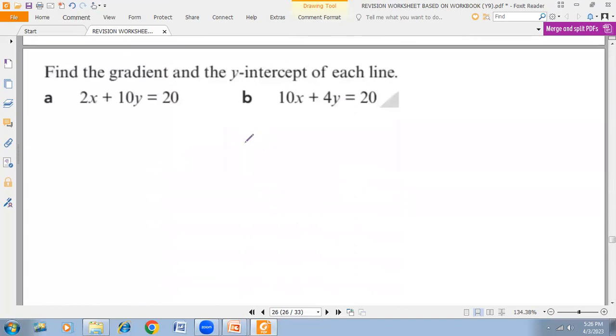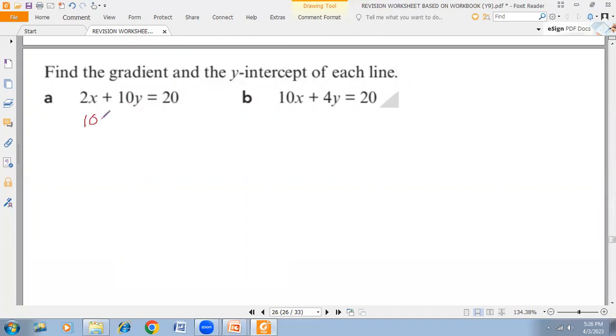Okay, finding gradient and y-intercept. So remember, m is the gradient and c is the y-intercept, because we learned y equal to mx plus c. m is the gradient, and c is the y-intercept. But looking at both the questions here, the y is not alone. So you don't simply tell me the answer for gradient is 2, and then the c is 20. No such thing. Don't simply say that. You have to rearrange and make sure y is alone always.